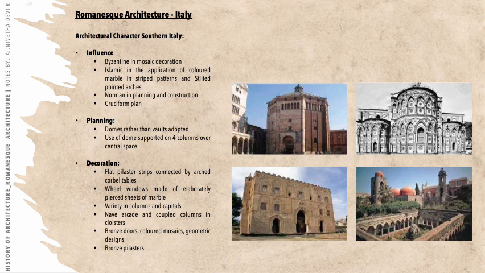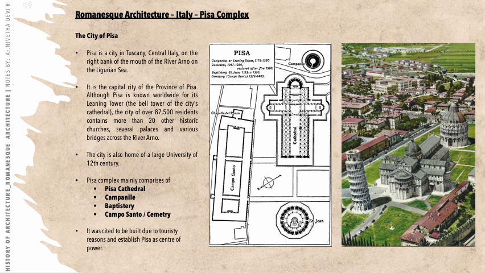Wheel windows made of elaborately pierced sheets of marble. Variety in columns and capitals. Nave arcade uncoupled columns in cloisters. Bronze doors, colored mosaics, geometric designs. Bronze pilasters.